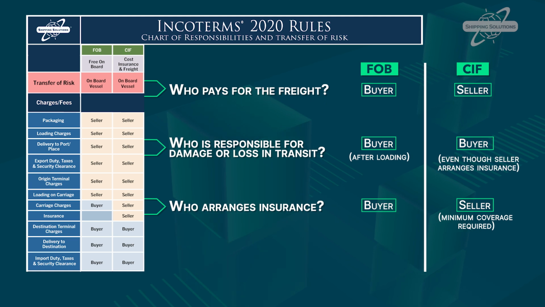In short, these are the key differences. With FOB, the buyer assumes responsibility once the goods are on the vessel. With CIF, the seller covers freight and insurance, but risk transfers once the goods are loaded on the vessel.